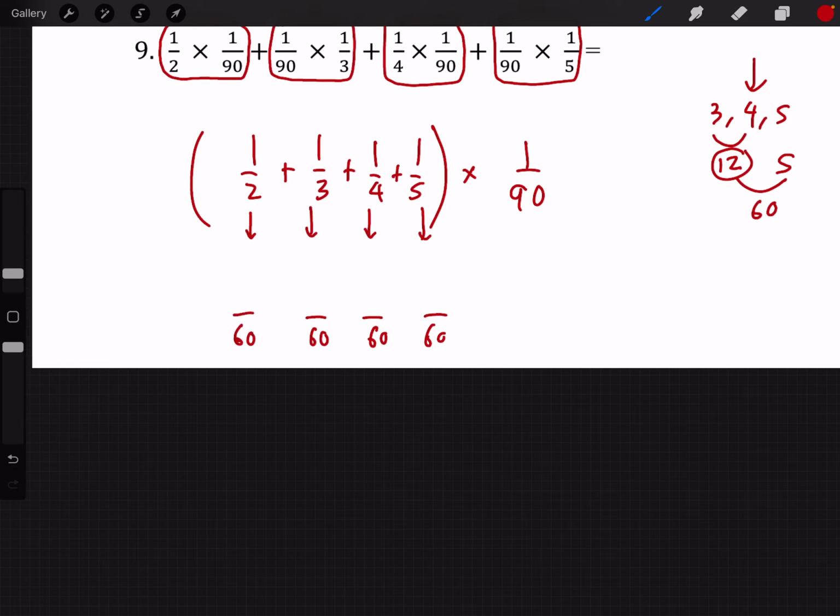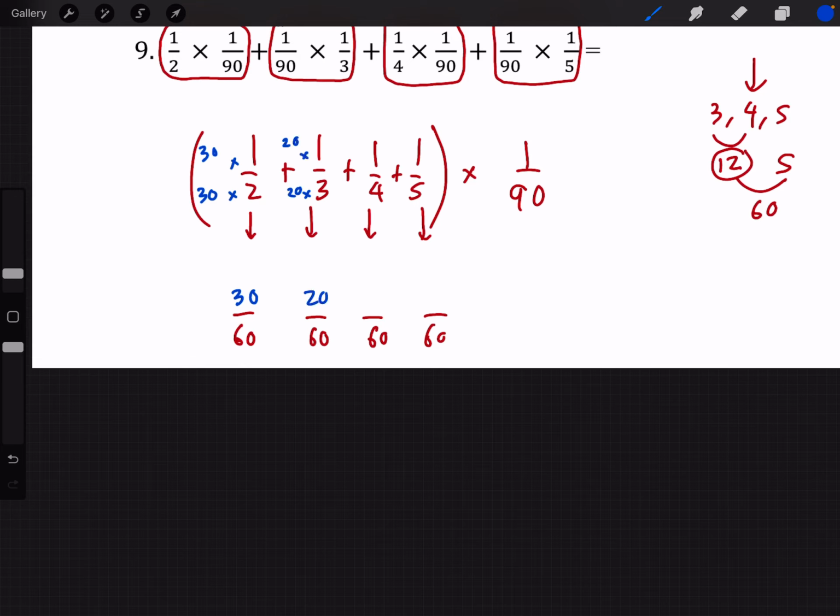All right. Now, in order to get 60 as the denominator, we have to times this one. 2 times what is 60? 2 times 30, which means I must multiply the top also by 30, and I'll get 30. 3 times what is 60? 3 times 20, so the top must be multiplied by 20.